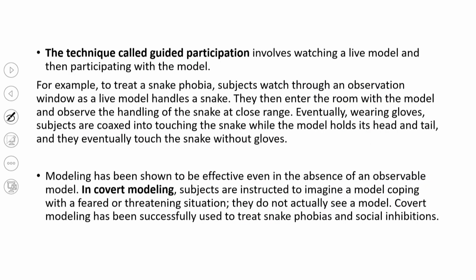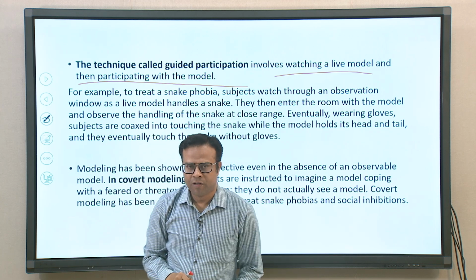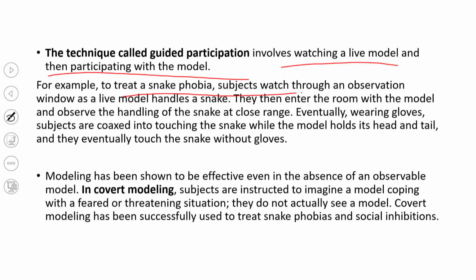Another technique, which is just another aspect of modeling, is called guided participation, which involves watching a live model and then participating with the model. So, if you have a certain fear of certain objects, you can see a live model actually playing with those objects and you can participate with that. For example, for treating snake phobia, subjects watch through an observation window a live model handling a snake. Then they enter the room with the model and observe the handling of the snake at close range, eventually wearing gloves, and subjects are coaxed into touching the snake and so on. So, this is more of a participatory kind of modeling.